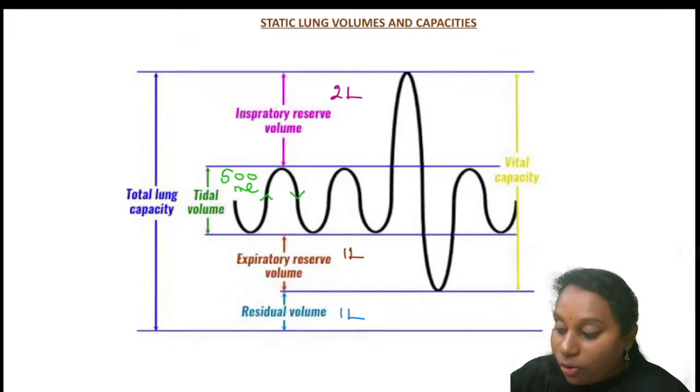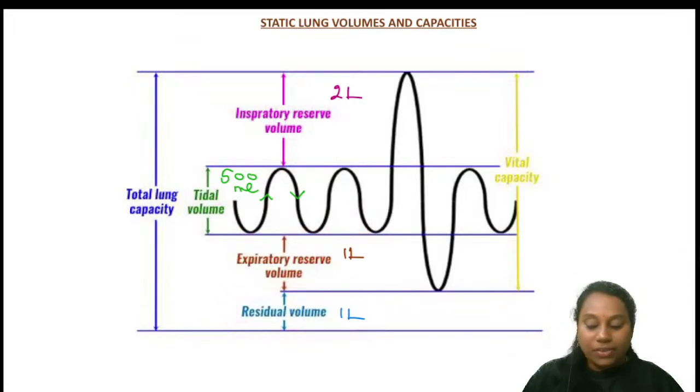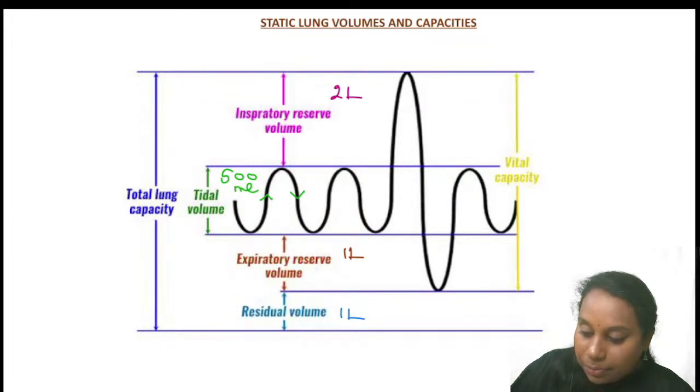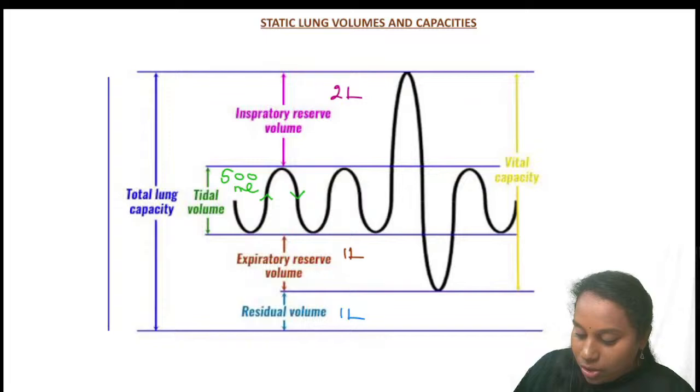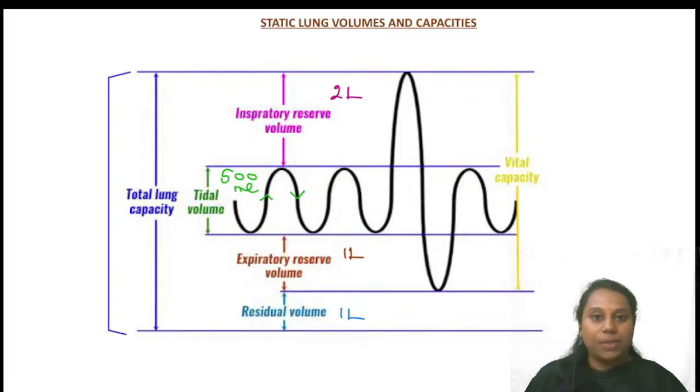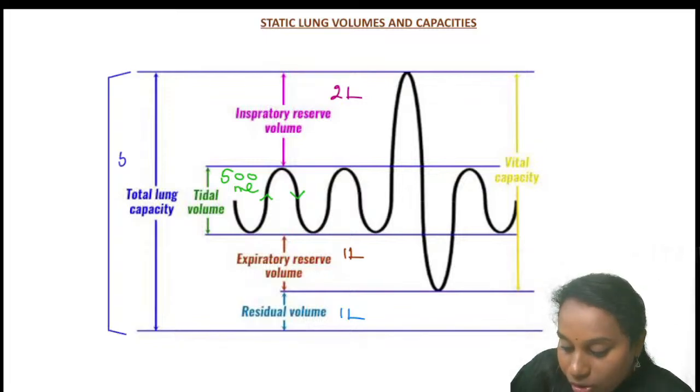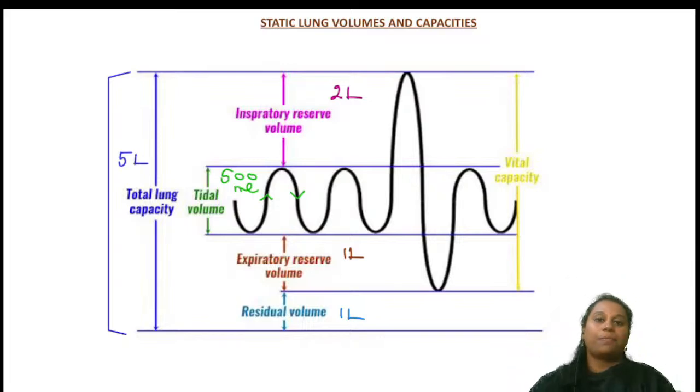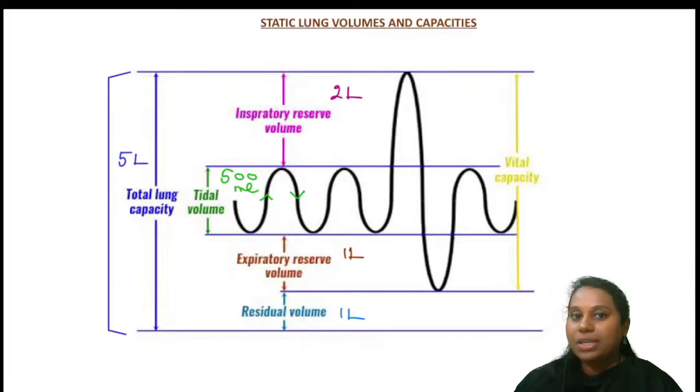You add all this, it's a total, so it gives us total lung capacity. When you add all this, this is called total lung capacity. It comes up to plus or minus 5 liters. Now what is vital capacity?